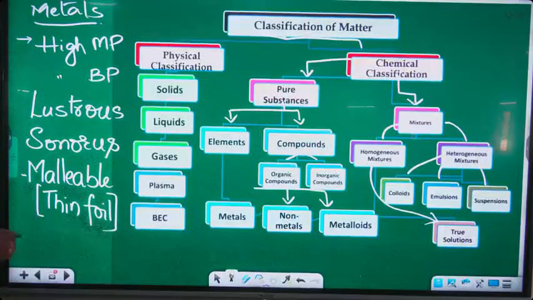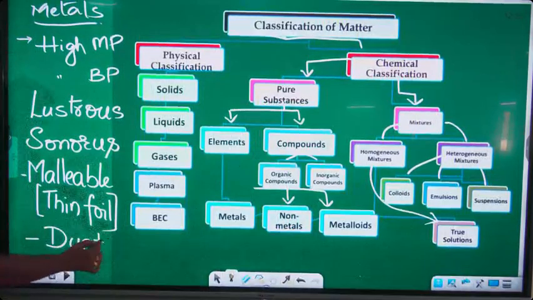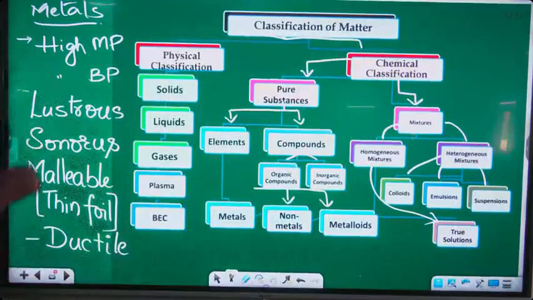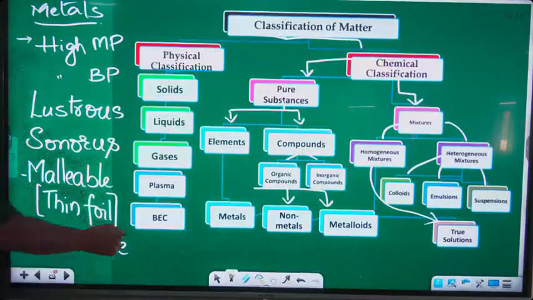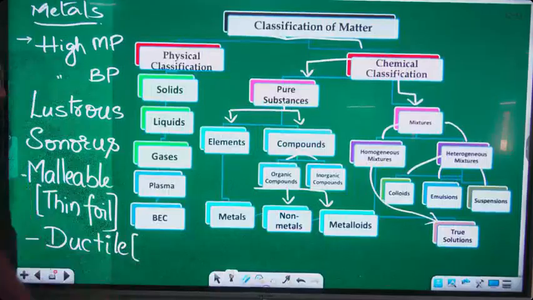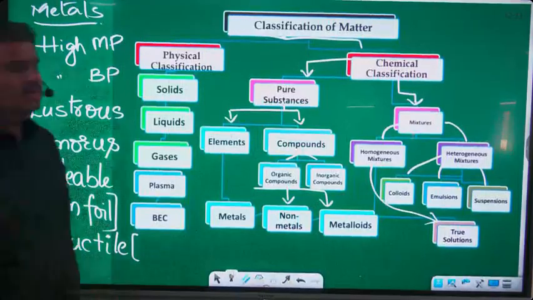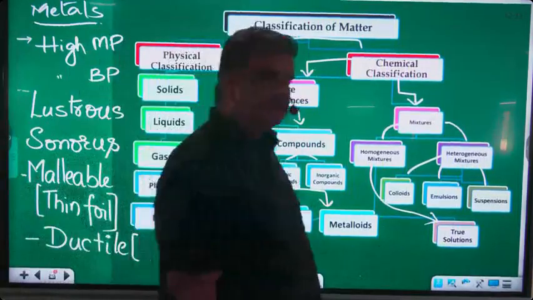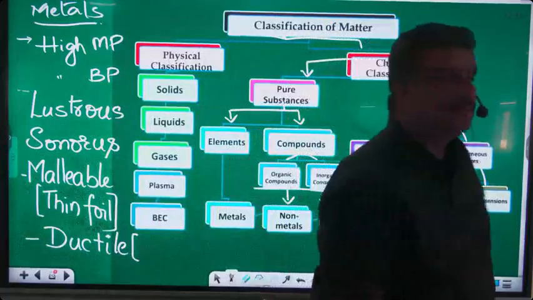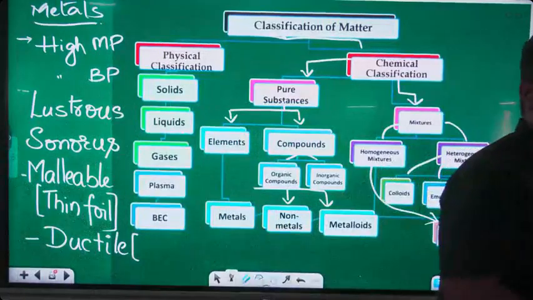At the same time, metals are ductile in nature. The question is that what do you mean by ductility, or what do you mean by ductile? Now, for example, suppose that 10 grams of gold is given, so how long a wire can you make?